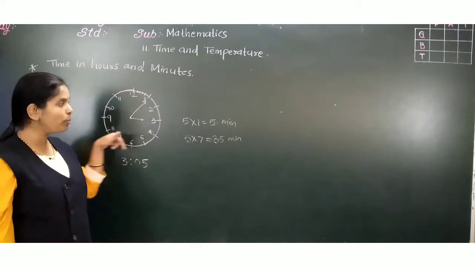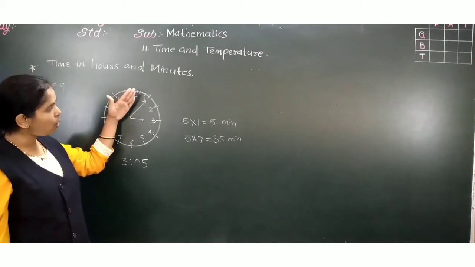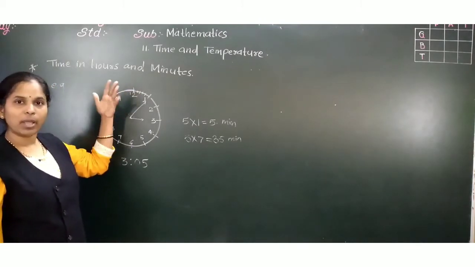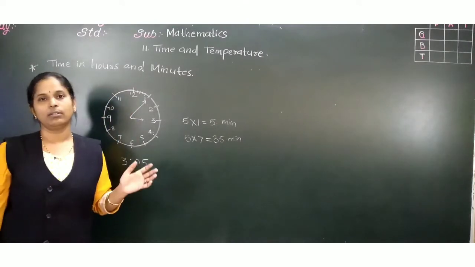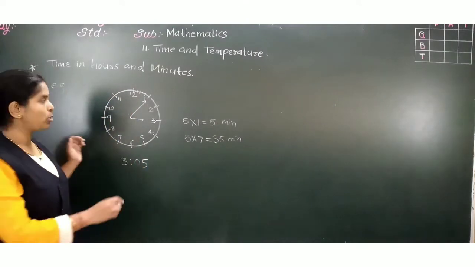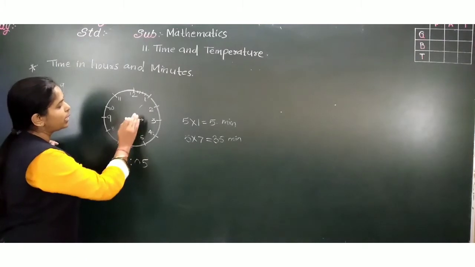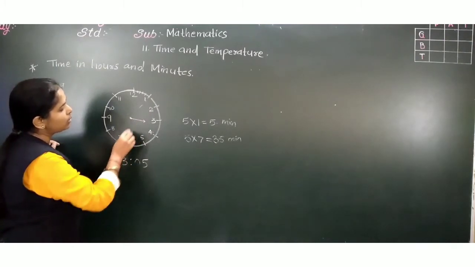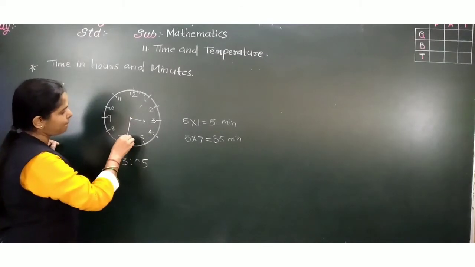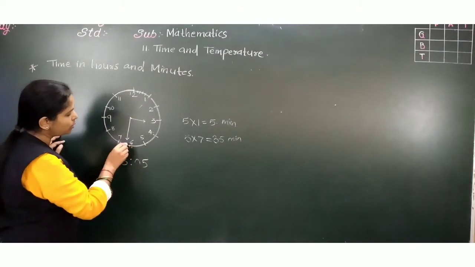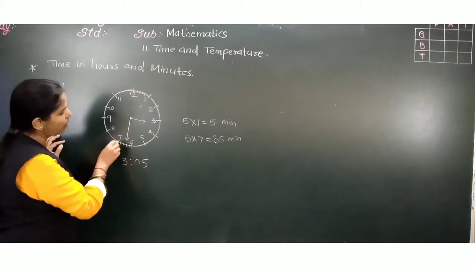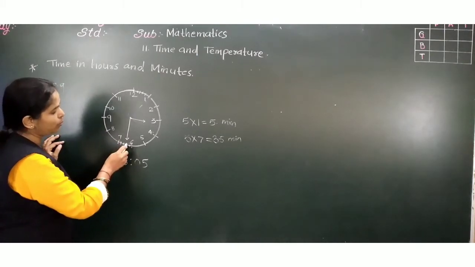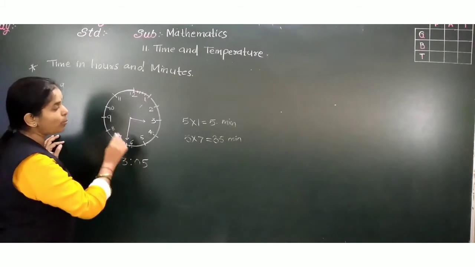And how to find out minutes? See, on which number that minute hand is there, multiplied by 5, you will get the minutes. Okay. Now suppose it is on 1, 2, 3, 4 and 5. It is on this, means here 1, 2. Correct? So how many minutes over?